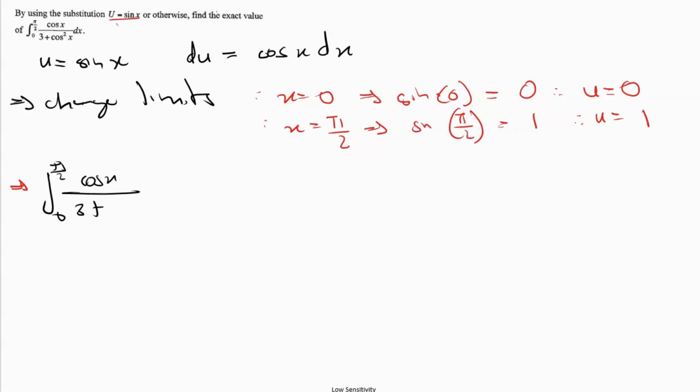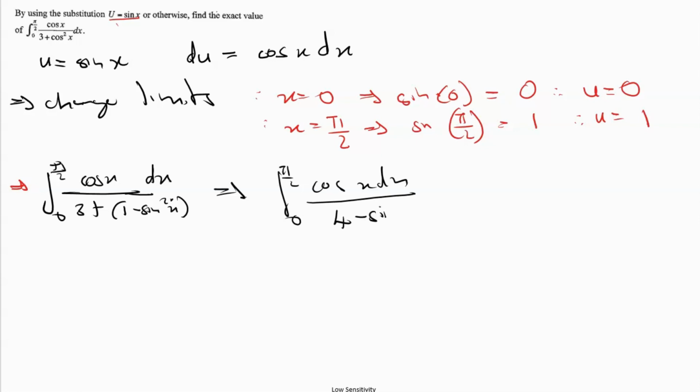what do we know? We know that du equals cosine x dx. So the numerator here is already solved for. But cosine squared, we can express this as 1 minus sine squared x. So that means we can rewrite this as the integral from 0 to pi over 2 of cosine x dx over 4 minus sine squared x.